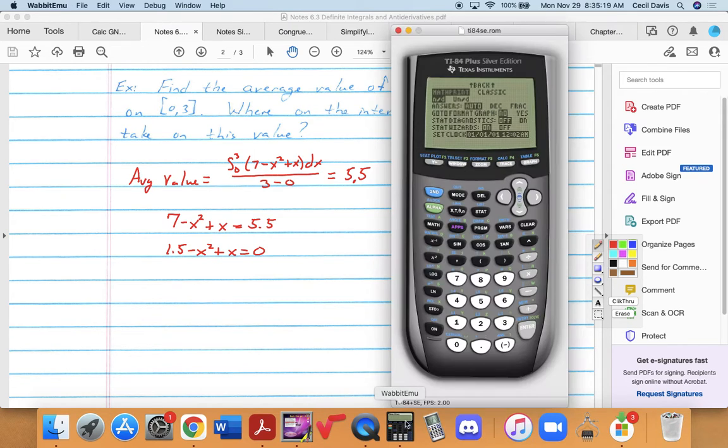We'll graph that and find the zeros. I just found my calculator. Do we have to set the window to 0 to 3? We will.